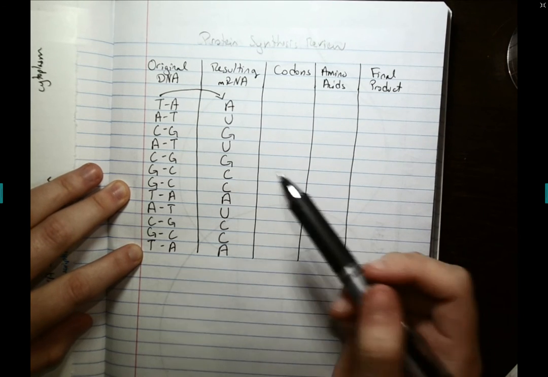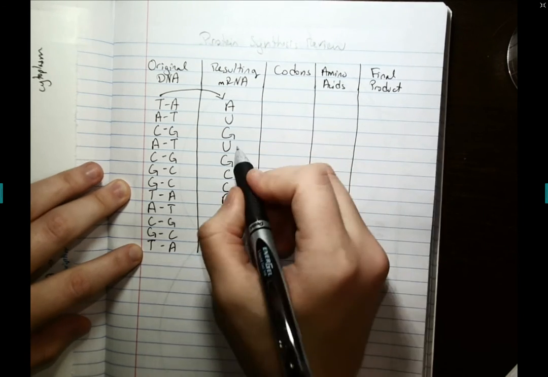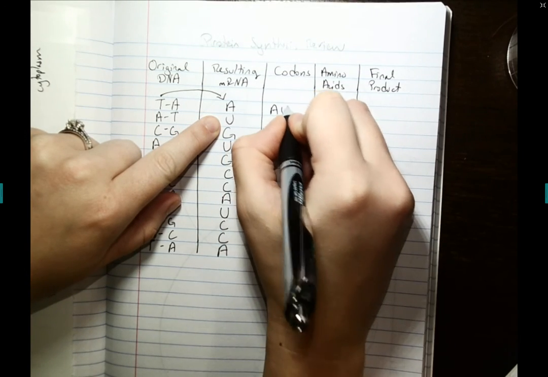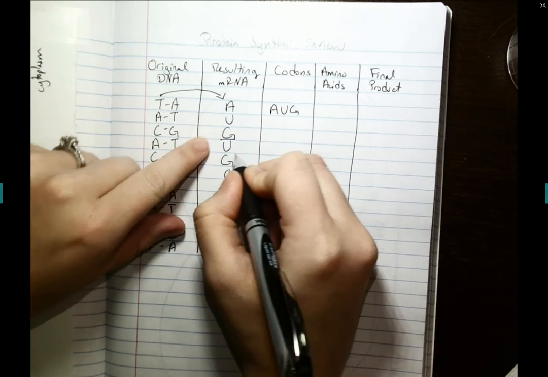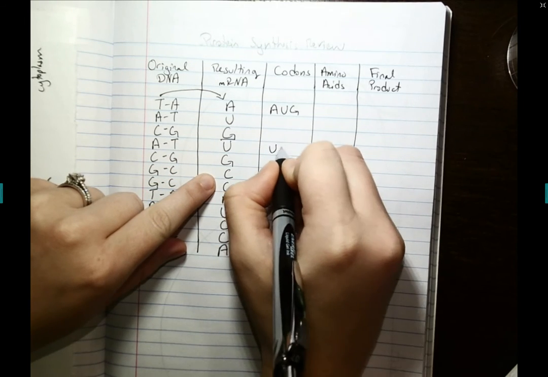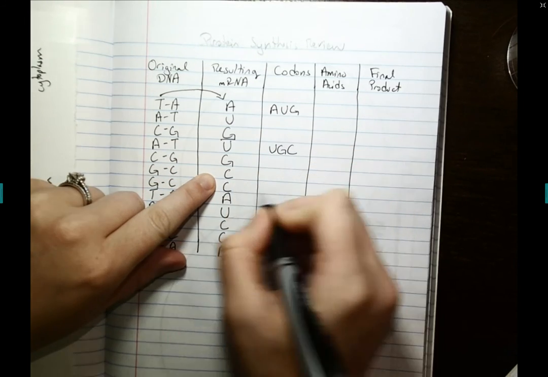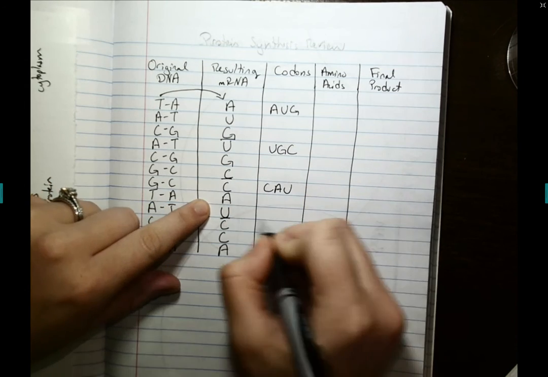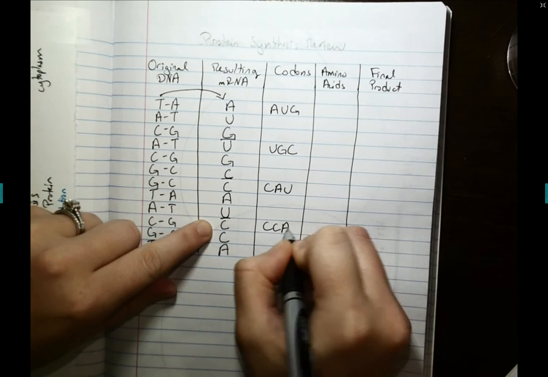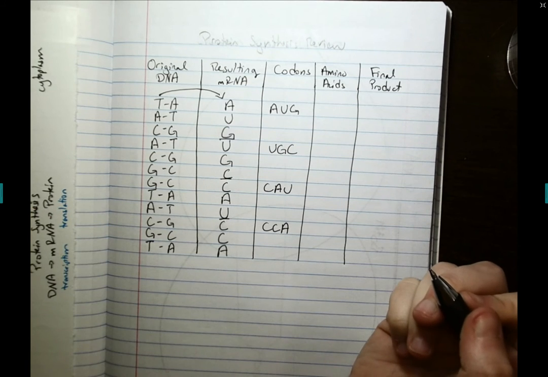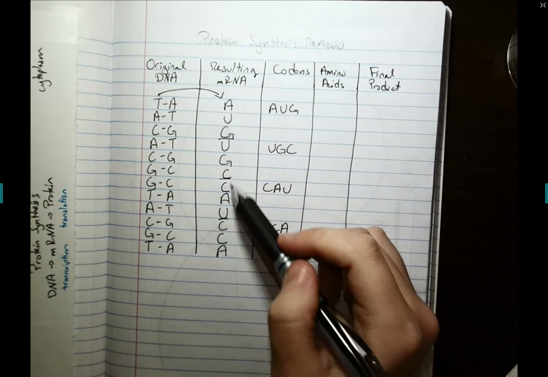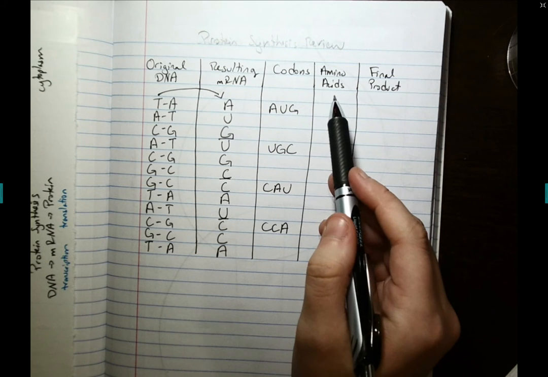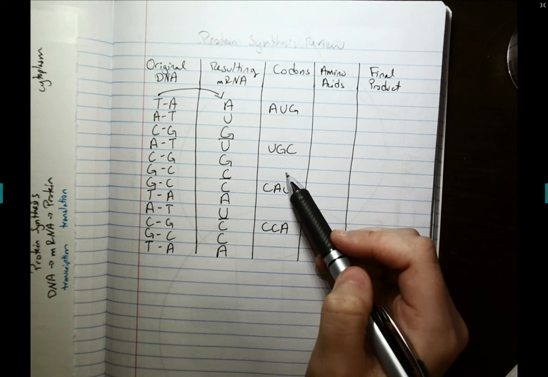So the codons that I actually have, remember codons are every 3 letters. My first codon is A, U, G. My next codon, U, G, C, then C, A, U, and C, C, A. So I just wrote out my codons to make it easier for me to see them, so that when I start translation to find my amino acids, I don't make a mistake.